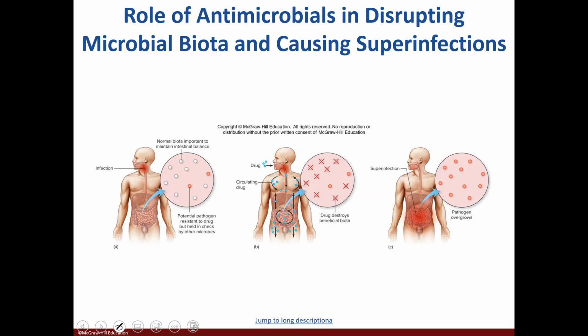The white circles in this image are the normal flora, and the red circles represent C. diff. The patient takes the drug, and it wipes out all the good guys, giving C. diff the opportunity to thrive. This is why probiotics are important to take with antibiotics.